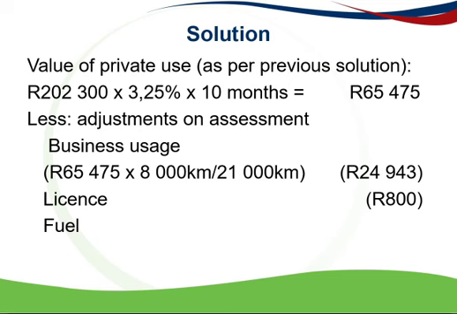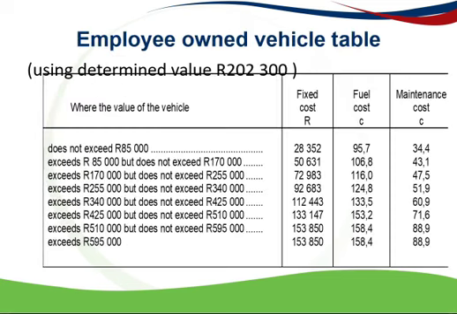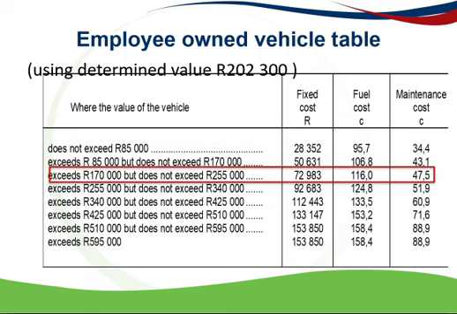But the question doesn't actually give us an actual amount, but if it did, we're not allowed to use it. We need to use the employee-owned vehicle table, which you'll find in all SARS documents, at the end of the exam paper if you're writing an exam, at the end of most textbooks. This table comes out every year. It's updated with the budget speech. Sometimes it doesn't change, sometimes it does. And we need to use the determined value of 202,300 Rand.